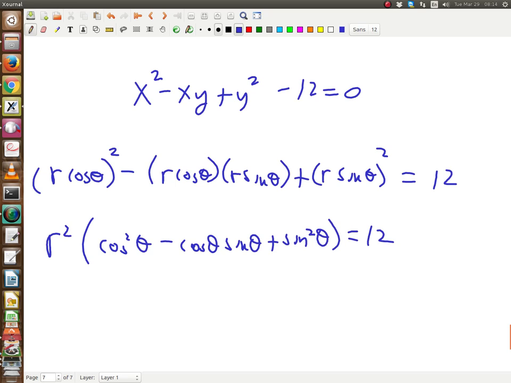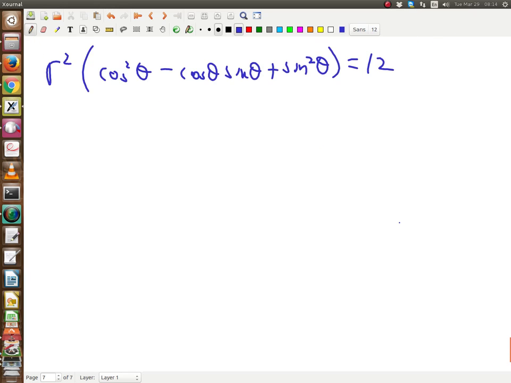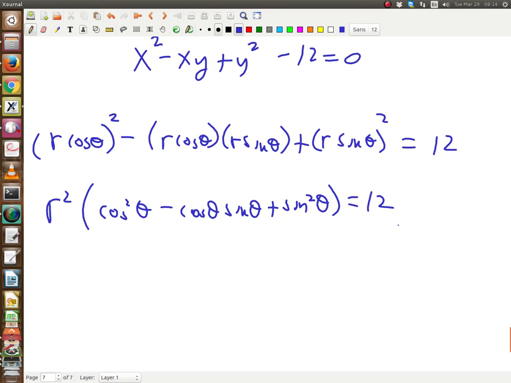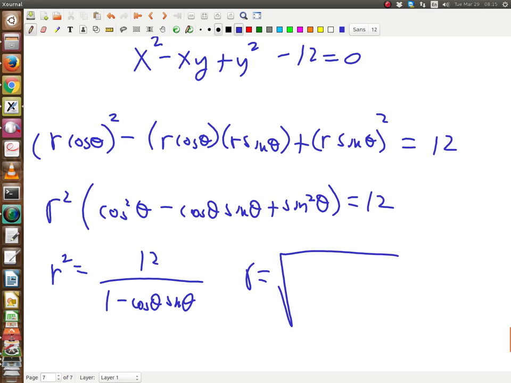So is it easy to get r alone? If I get r alone, I can go to polar format or even parametric format and graph this. Divide by that long term. I'm lazy, so what is cosine squared of an angle plus sine squared of an angle? 1. I'll divide by that instead. So r squared is 12 over 1 minus cosine sine. But I don't want r squared, so square root it. r is the square root of 12 over 1 minus cosine theta sine theta.